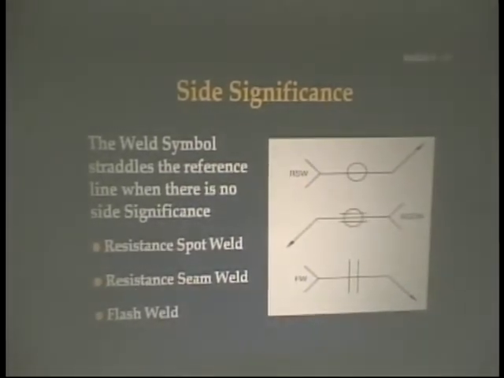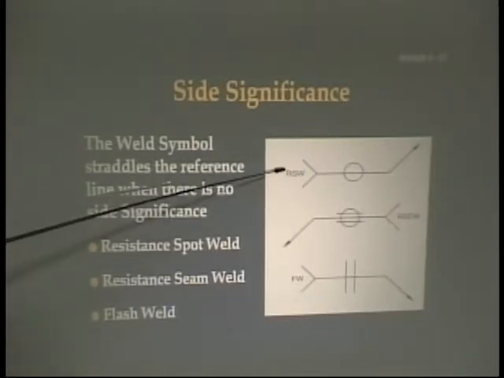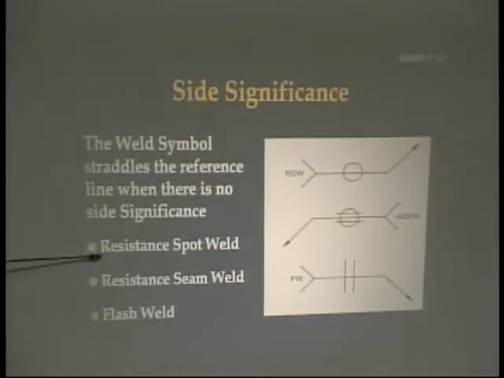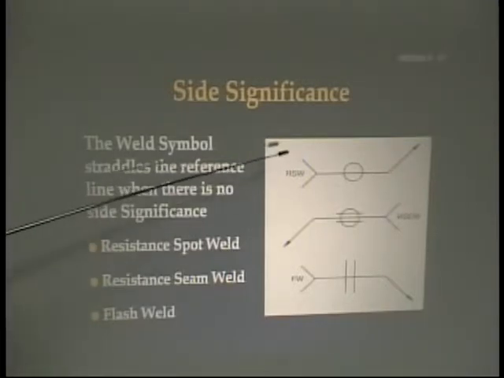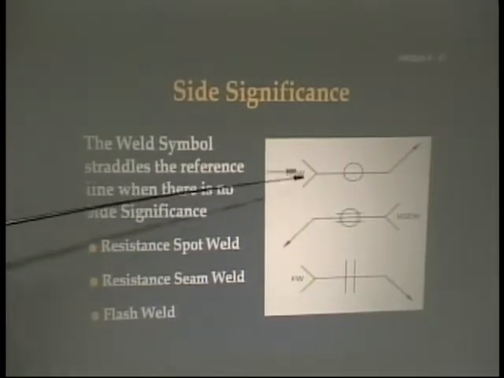Side significance. Now some weld symbols have none, just like this. So here we have a resistance spot weld, a resistance seam weld, and a flash weld. It says the weld symbol straddles the reference line when there is no side significance. It doesn't make any difference because there's no side for you to have to worry about. And those are applicable to resistance spot welds, resistance seam welds, and flash welds. There's also others. And you'll notice that in the tail, they put RSW, so they put additional information in the tail. That's what the tail is for, to put information in there that you might not otherwise be aware of.